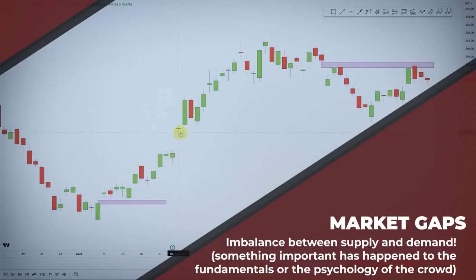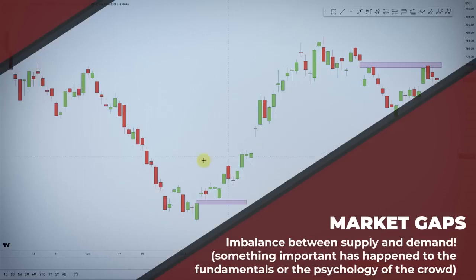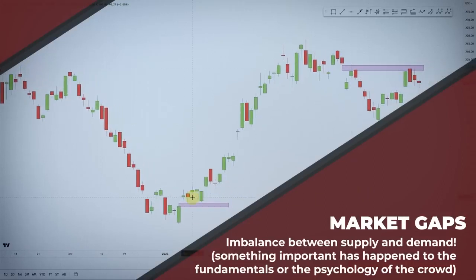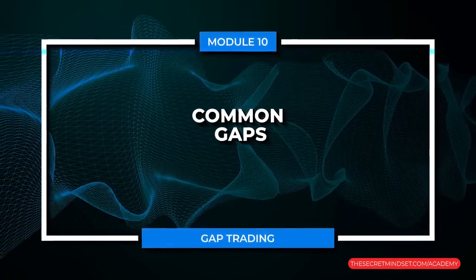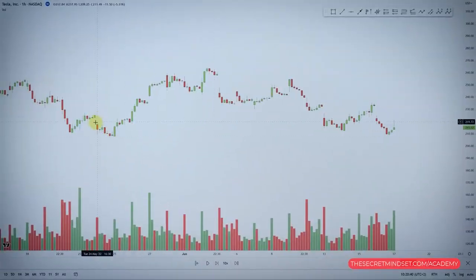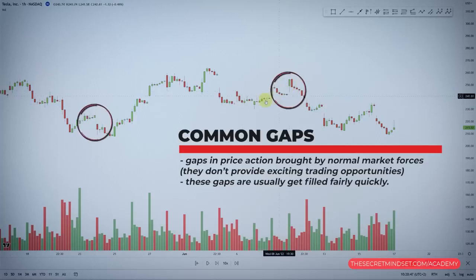Gaps are very important in my technical analysis plan because they offer evidence that something important has happened to the fundamentals or the psychology of the crowd. Gaps can be classified into 4 groups: common gaps, breakaway gaps, exhaustion gaps, and continuation gaps. Common gaps simply show a gap in price action independent of price patterns and usually don't provide exciting trading opportunities.